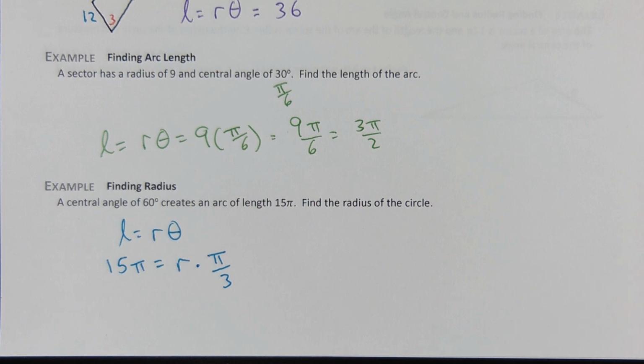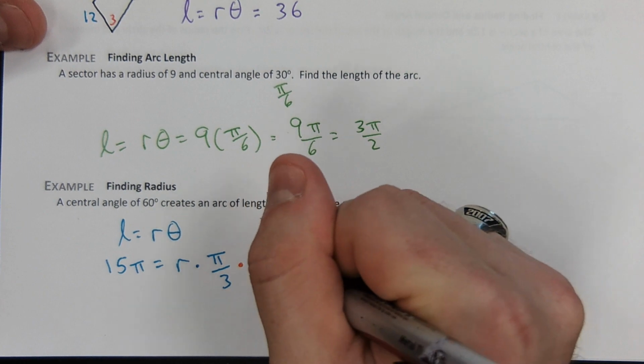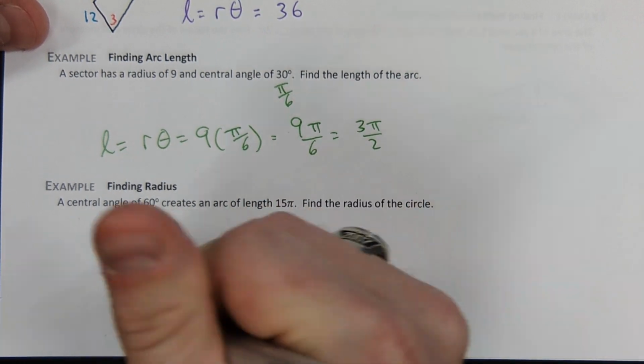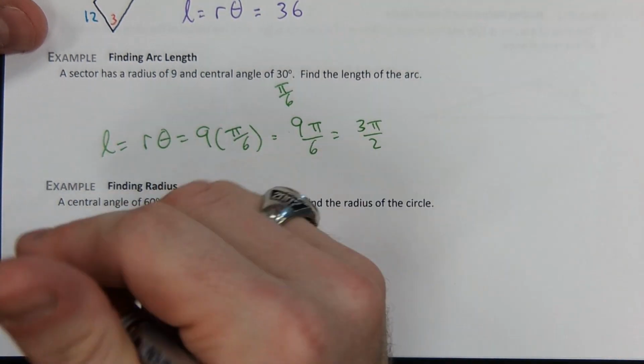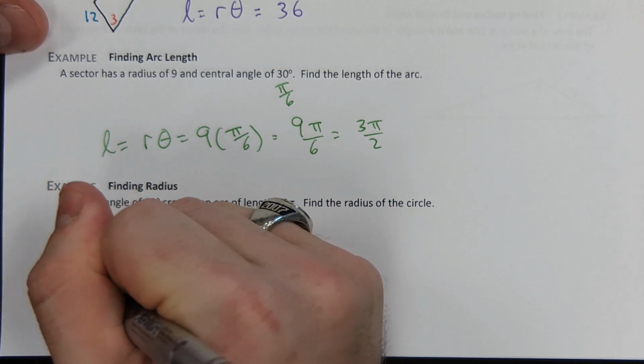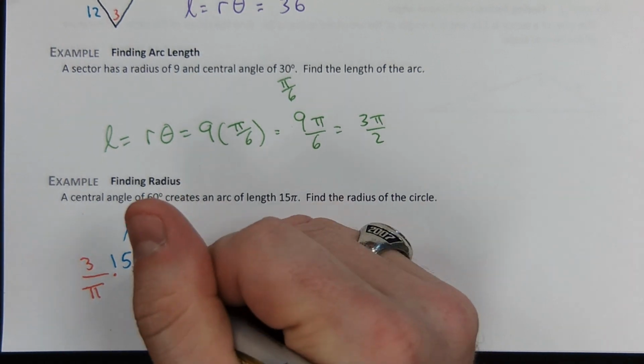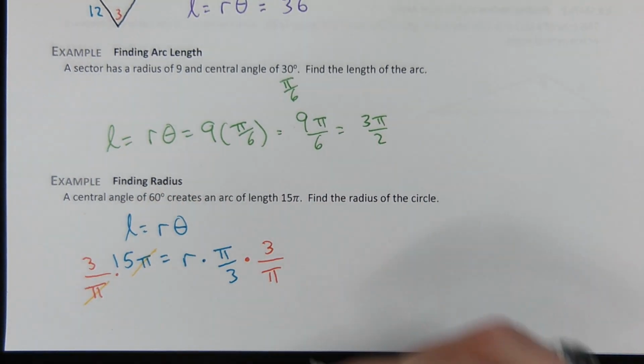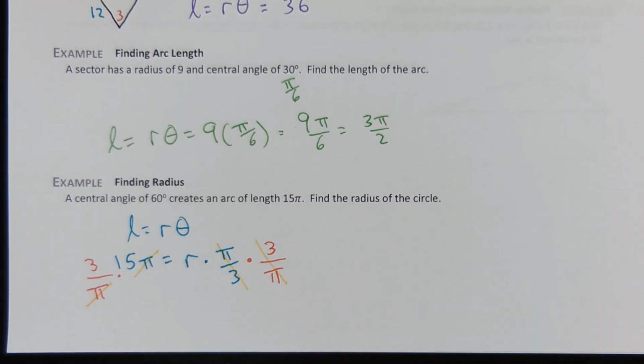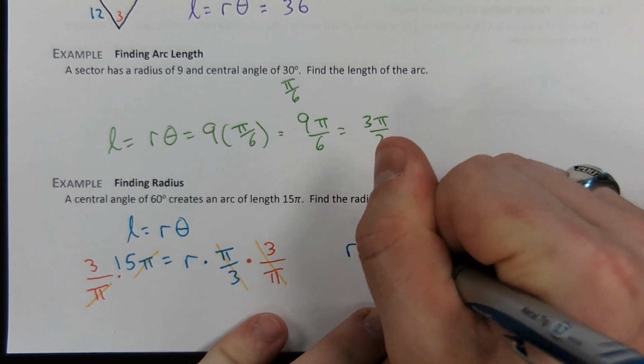Well, if you divide by pi over 3, that's the same as multiplying by 3 over pi. There we go. Multiplying by a reciprocal will cancel every part of every fraction. Break out the yellow pen. On the left side, the pi's cancel, and you're just left with 3 times 15. So that radius is 45.